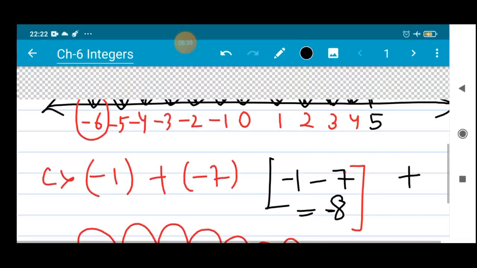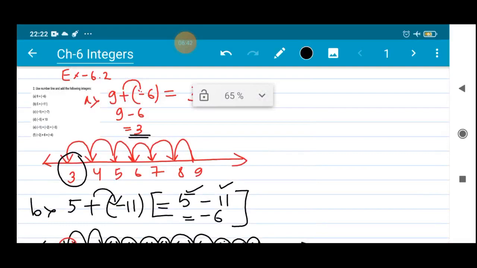Okay, let's solve part D. The question D we have is minus 5 plus 10.